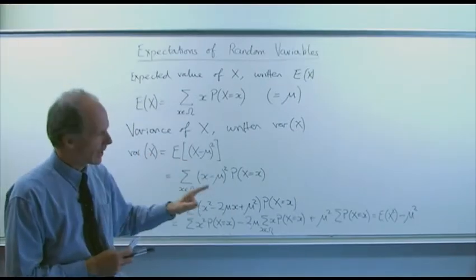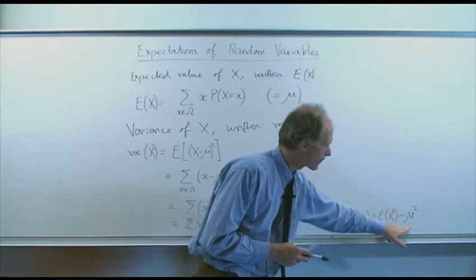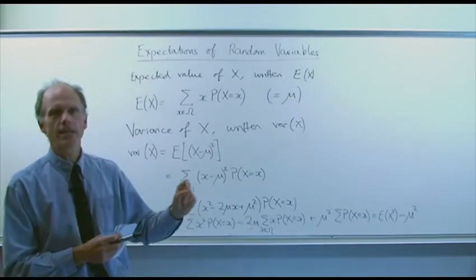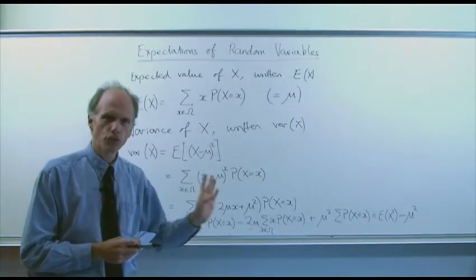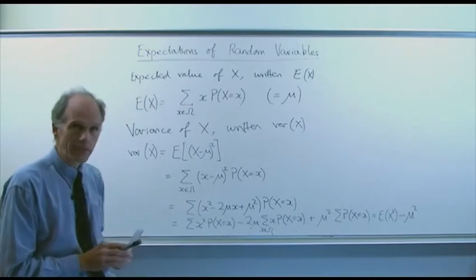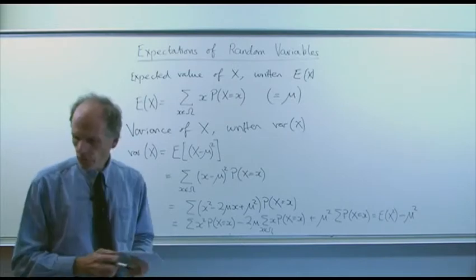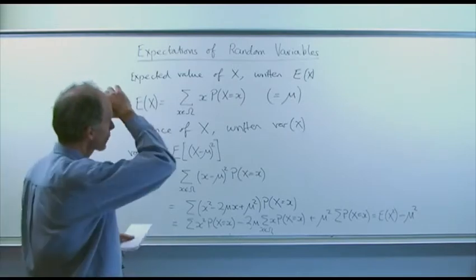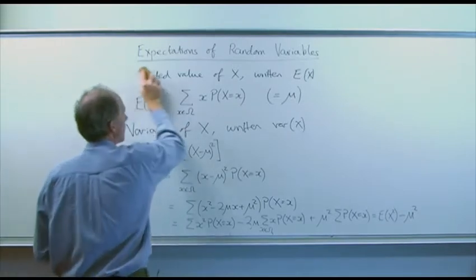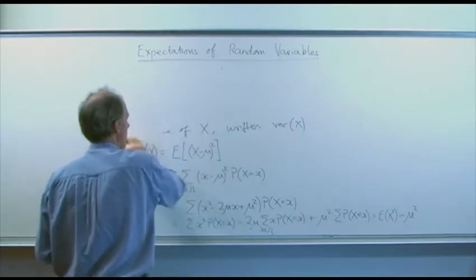If you ever end up with an answer using this calculation which is negative, then you've made a mistake, and you go back and fix it. It's obviously a mistake if you end up with a negative answer. Okay, so let's just do a little example, and we'll return to our previous example just to compute the variance.